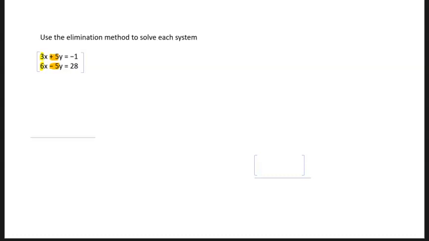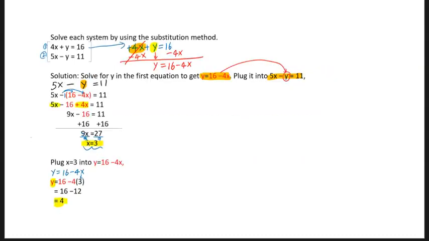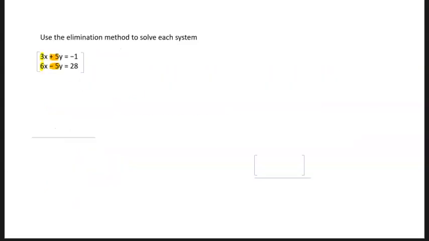Previously, when we did the substitution method, we didn't really need to look at the numbers in front of x or y. What we did was get y by itself and then plug into the other equation. But to do the elimination method, we need to focus on the numbers in front of them. When we have two equations, the left side equals the right-hand side.